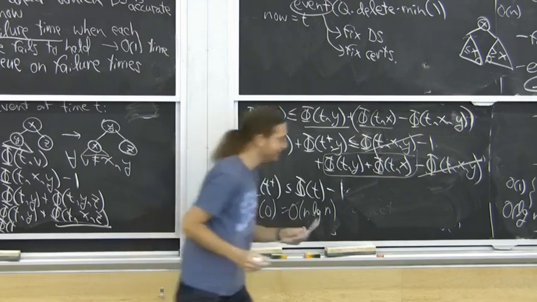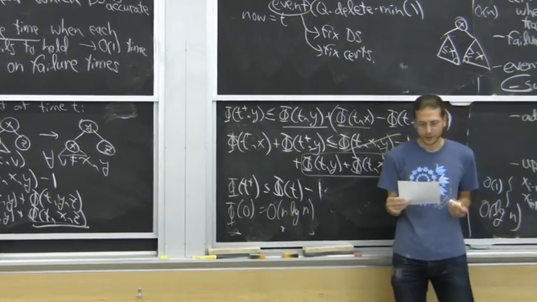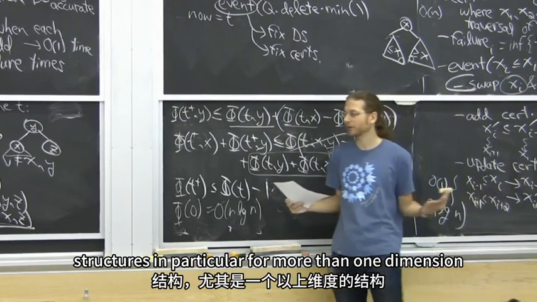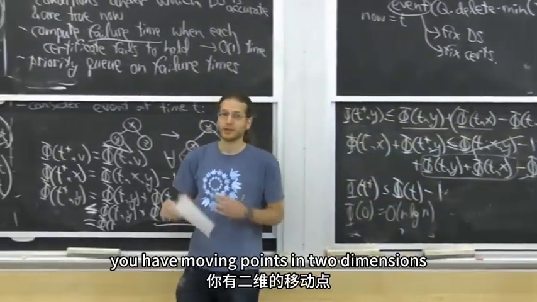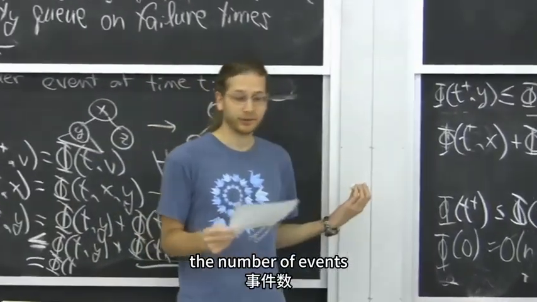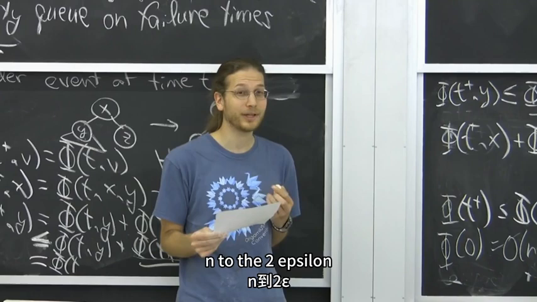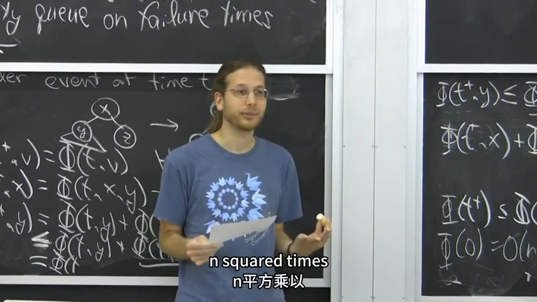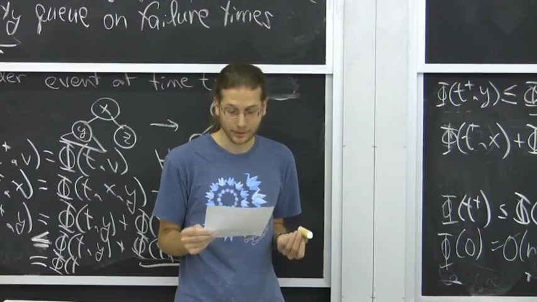Okay. Only have one more page of notes to cover in 15 seconds. Let me quickly tell you about what's on this page, and you can read it at home. It's a little survey of lots of different kinetic data structures, in particular for more than one dimension. So there's a lot of work on 2D convex hull. You have moving points in 2 dimensions. You want to maintain the convex hull. The number of events, the best we know how to achieve is order n to the 2 plus epsilon, a little bit bigger than n squared. And there's a lower bound that it can change n squared times. So it's almost optimal. Unknown how to do that in 3D.